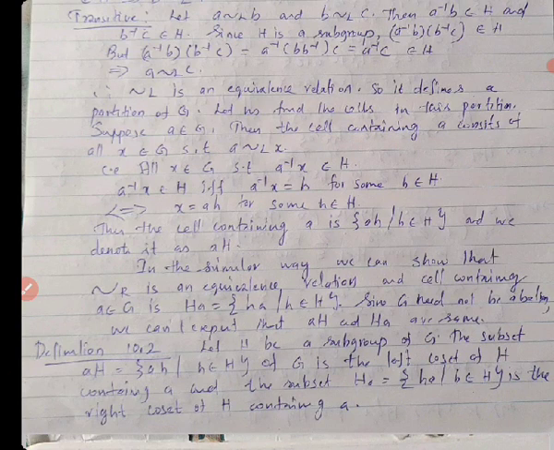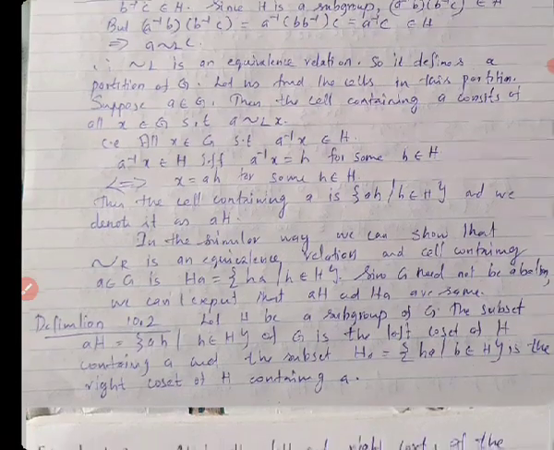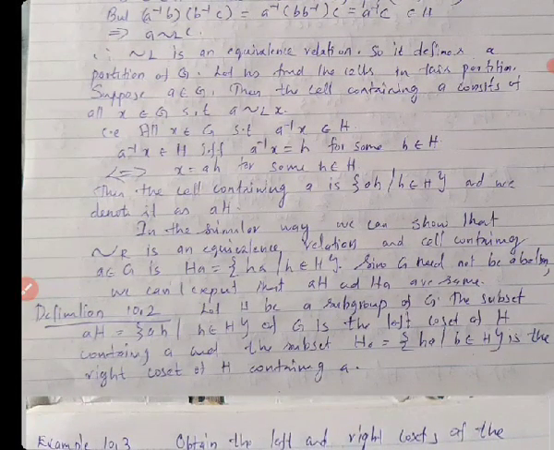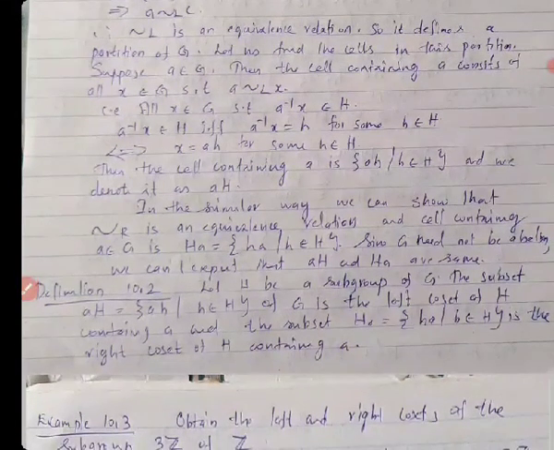So a inverse x is in H if and only if a inverse x equals some small h, for some h belonging to H. So what we got is that x belongs to ah for some h belonging to capital H. So the cell, or the equivalence class containing a, is nothing but the set of all ah such that h belongs to capital H, and we denote it as aH.